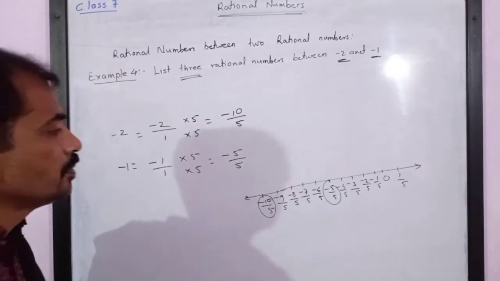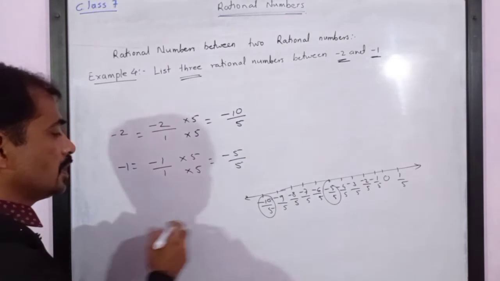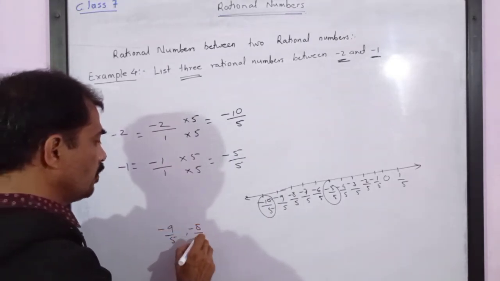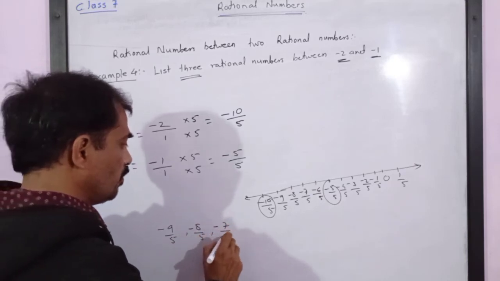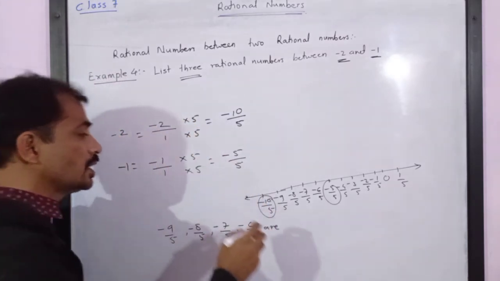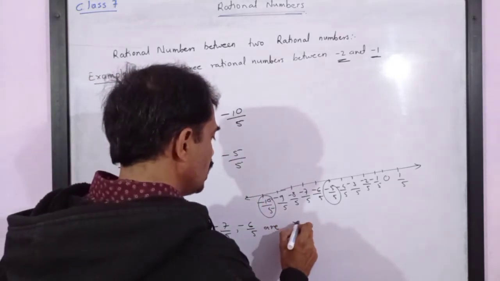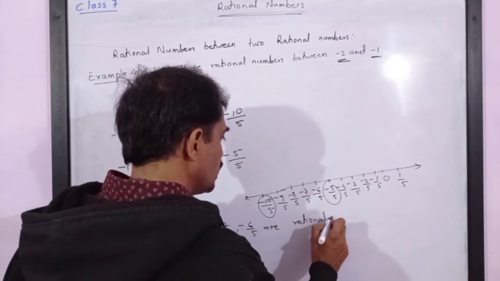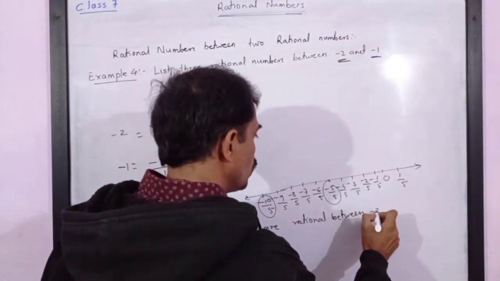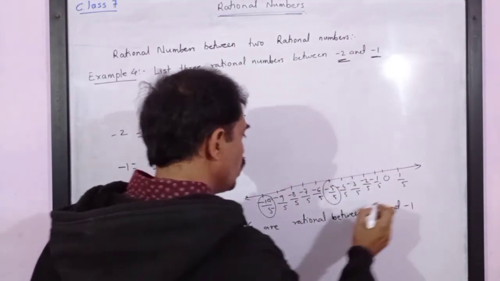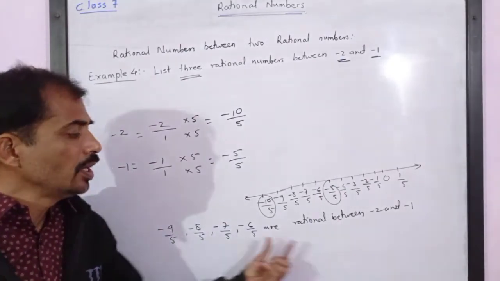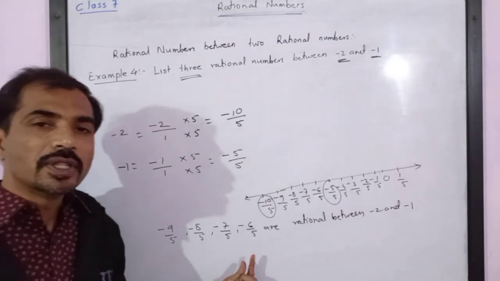So we can write the answer: -9 upon 5, -8 upon 5, -7 upon 5, -6 upon 5 are rational numbers between -2 and -1. Please note, there are actually infinite rational numbers between -2 and -1, but we have written some of them.